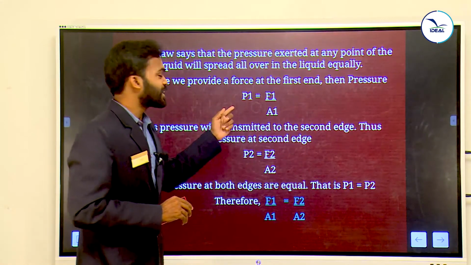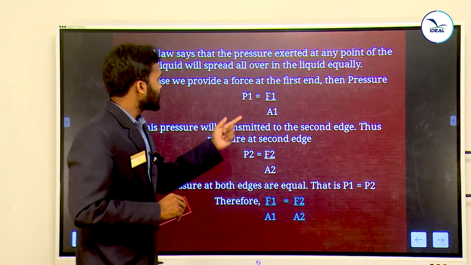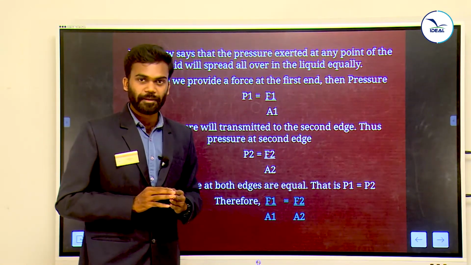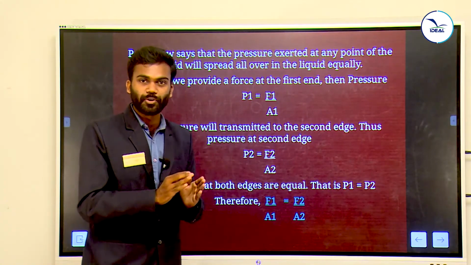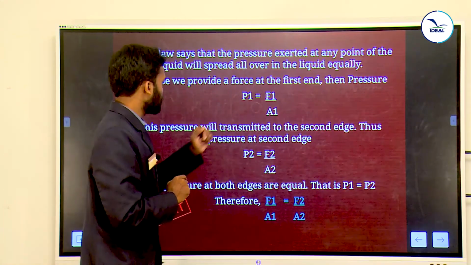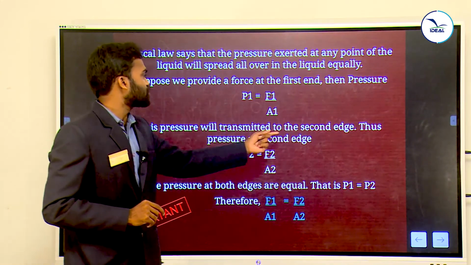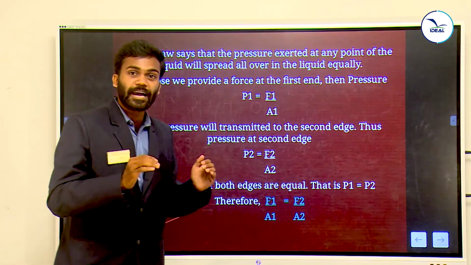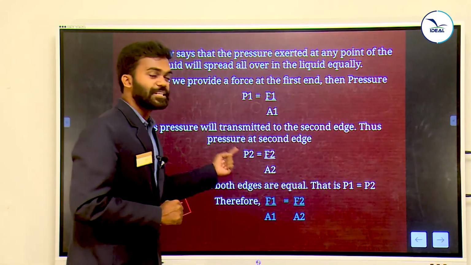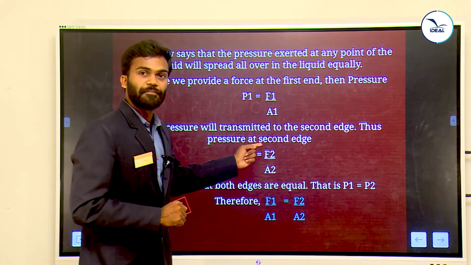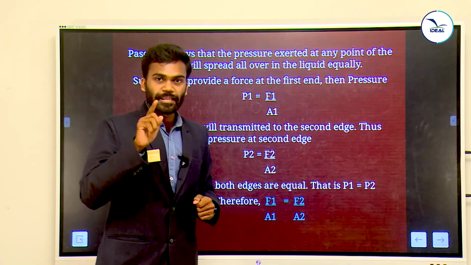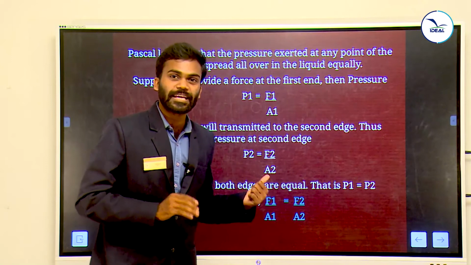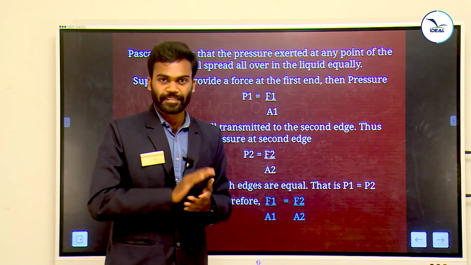We can take it as P1, and the equation comes as P1 is equal to F1 divided by A1. Remember this equation, P1 is equal to F1 divided by A1. This pressure will be transmitted to the second end. Thus the pressure experienced at the second end will be P2 is equal to F2 divided by A2, where F2 is the force experienced at the second end, and A2 is the area of cross section of the second end.